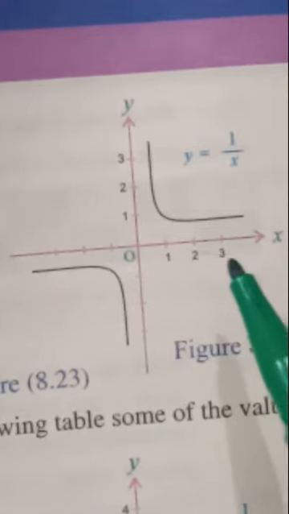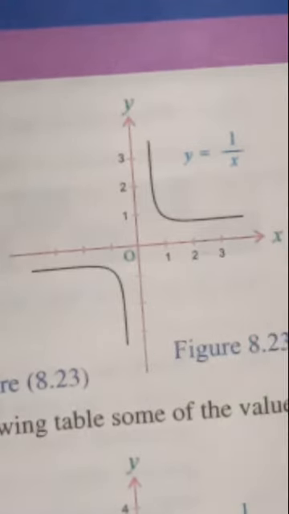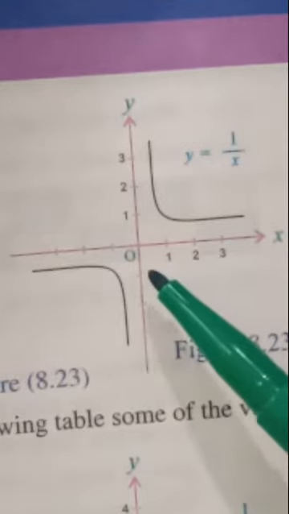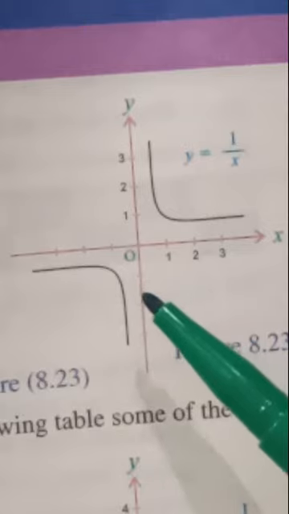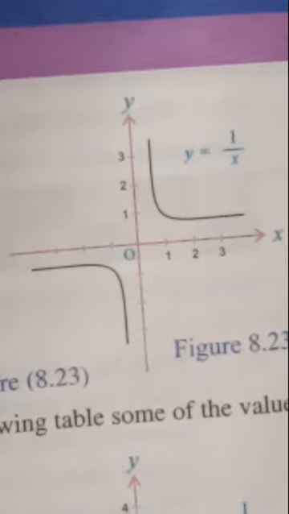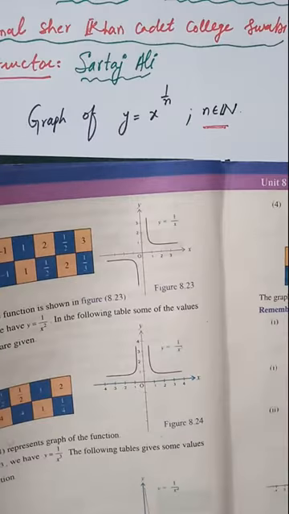This is also an odd function, so you must remember these 2 points, that this function is an odd function. The domain of this function doesn't include 0, so that's why this graph is discontinuous at the origin, and this is symmetric about the origin. So you must remember these 3 points.